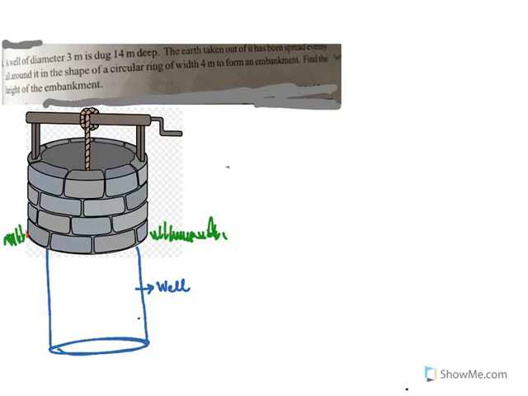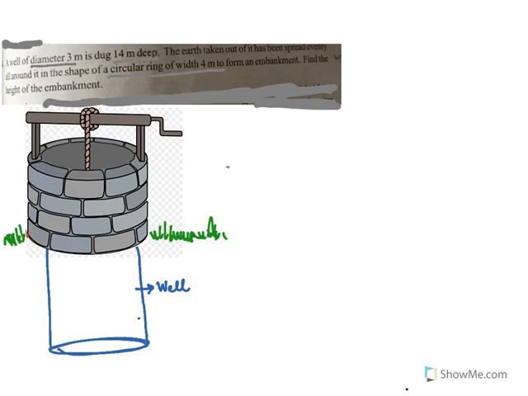Now for the next, fourth sum. A well of diameter 3 meters is dug 14 meters deep. The earth taken out from it is spread evenly all around it to form a circular ring of width 4 meters to form an embankment.